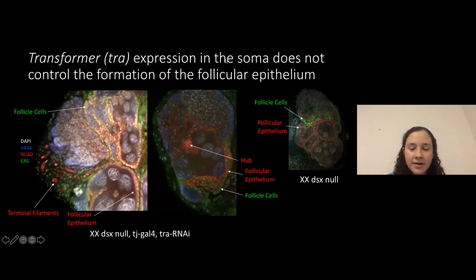There's pretty convincing evidence that transformer expression in the soma does not control the formation of the follicular epithelium, because once you knock it out, a good portion of XX flies still have a follicular epithelium. Here's one with terminal filaments and it's got a follicular epithelium. Here's one with a hub and it's got a follicular epithelium. And then there's the plain XX double sex null for reference, and it looks pretty similar to these. So not a huge effect by knocking out TRA in the soma.